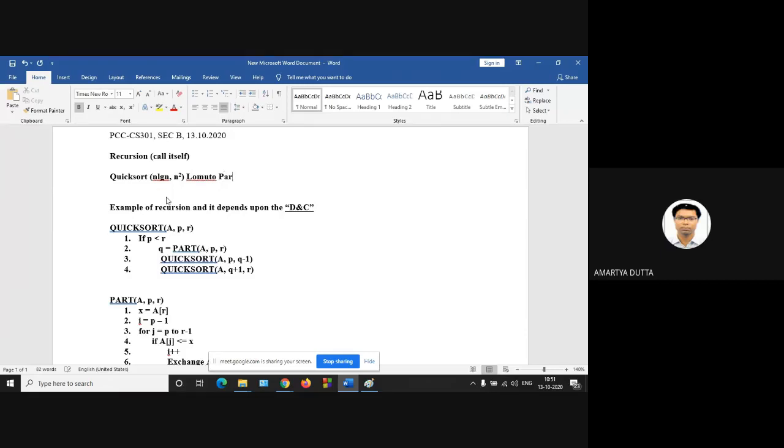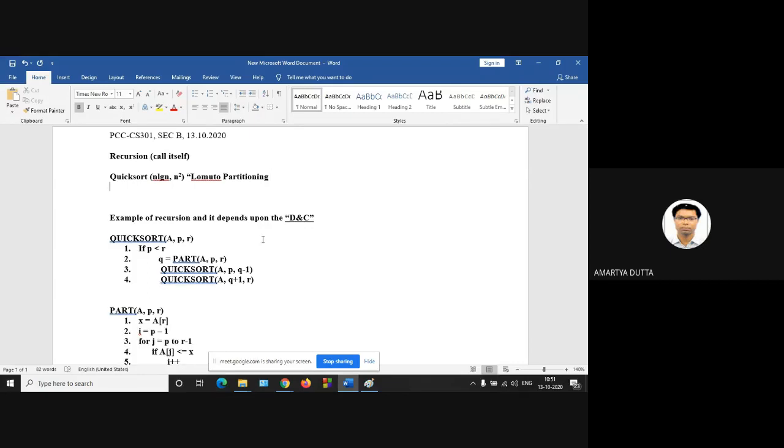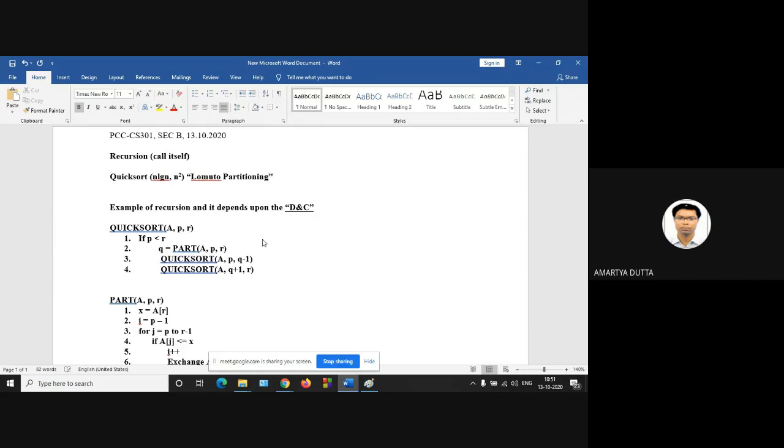Lomuto partitioning. What is Lomuto partitioning? Here you have to choose the pivot element, that is, choose the pivot element as the last element of the array. Okay.